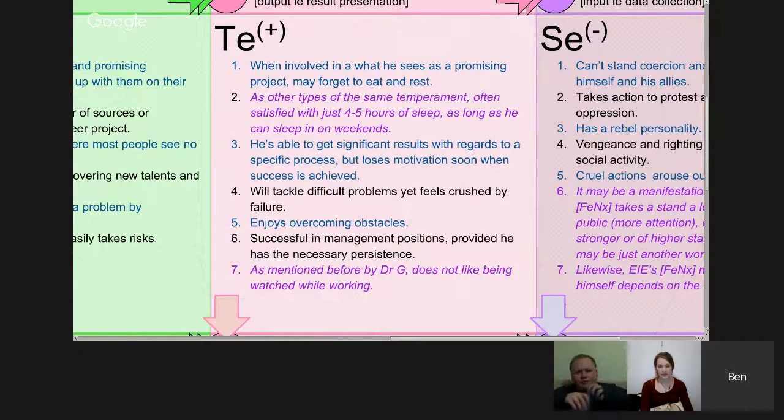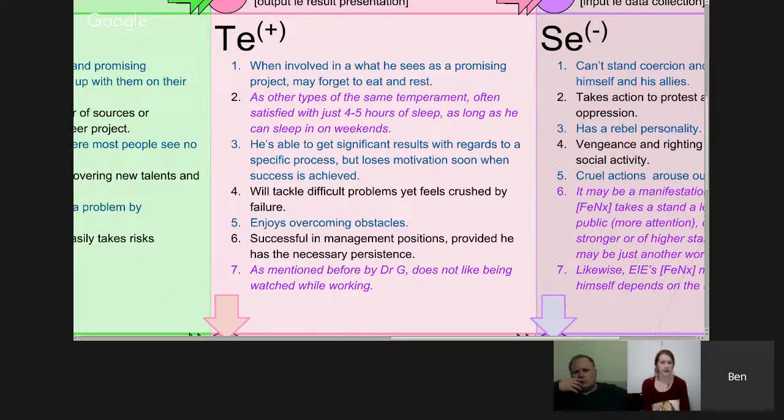Right, what about number 7? That's true, that's definitely true. I hate to be watched while I'm working. It will considerably make my performance worse. I really don't like being watched. Or micromanaged, I don't like it.